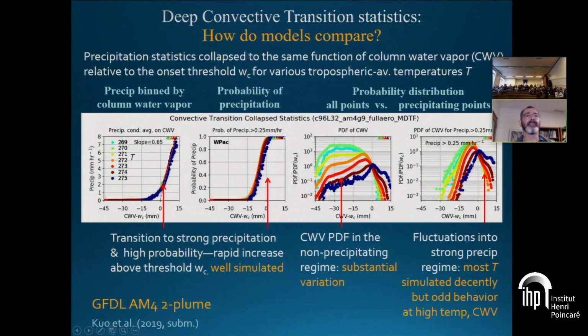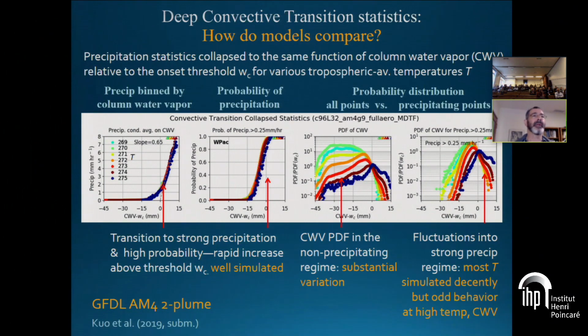You have some interesting behavior as you move. Remember, these different colors are different bulk temperatures of the troposphere. As you move to the warmest temperatures, you're getting some odd things, including this extra bump at very high water vapor going on in the model that we did not see in the observations. And then you have this spread out in the non-precipitating regime that will be something to explain later.